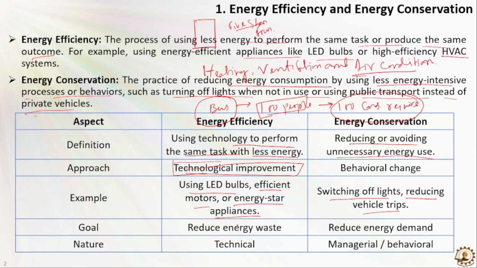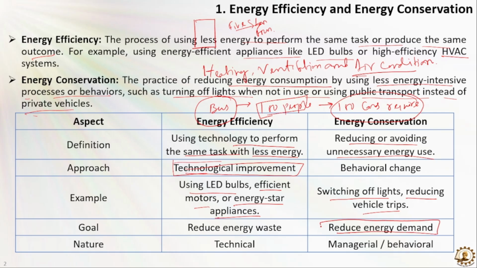Now, the goal of energy efficiency is to reduce energy waste. That means if we do the same task with less energy, definitely we will save some energy. So by technological advancement, we are saving some amount of energy from being wasted. And in energy conservation, the goal is to reduce energy demand.